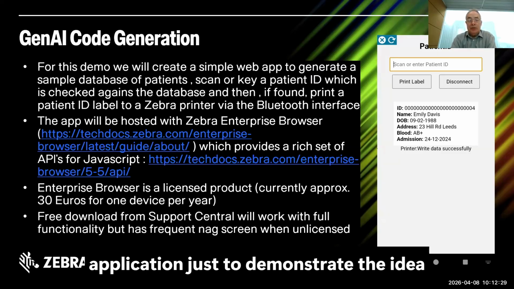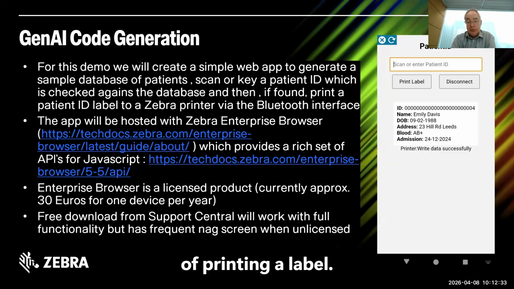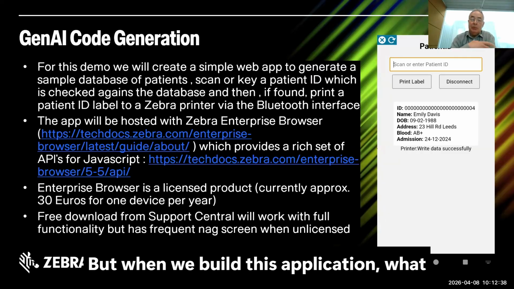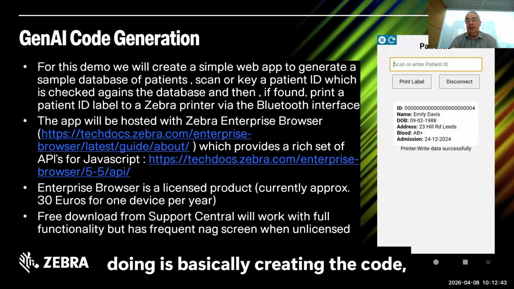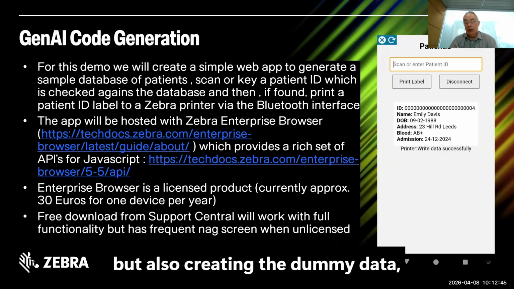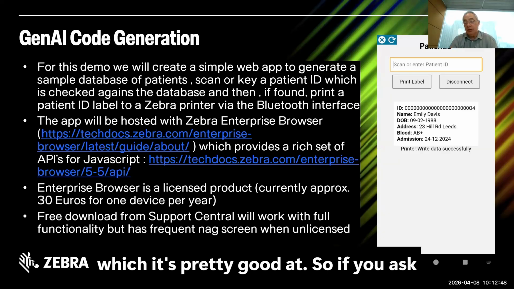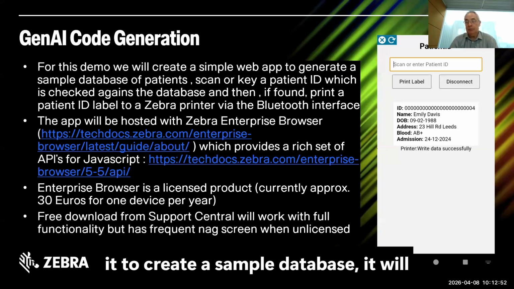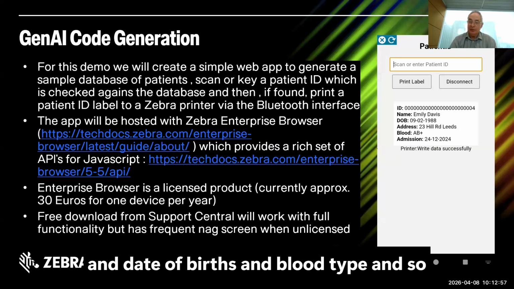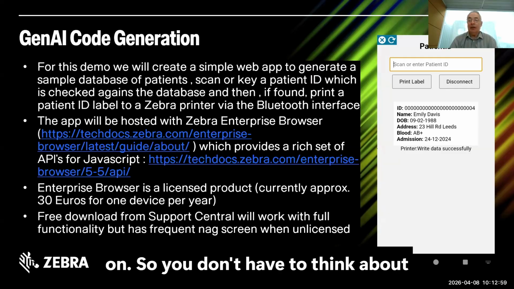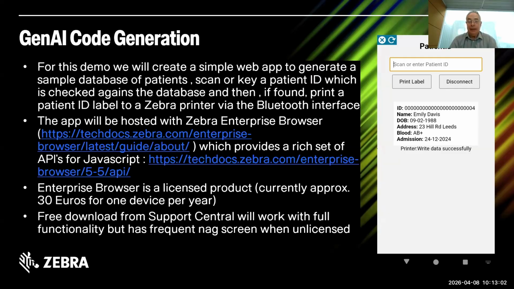So it's just a simple application just to demonstrate the idea of printing a label. When we build this application, what the GenAI is doing is creating the code, but also creating the dummy data, which it's pretty good at. If you ask it to create a sample database, it will use some random names and addresses and dates of birth and blood type and so on. So you don't have to think about that, which I think is useful.